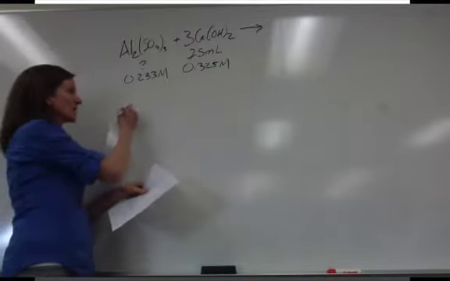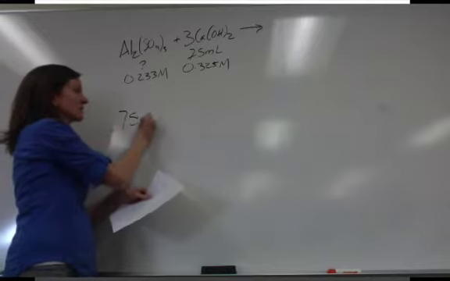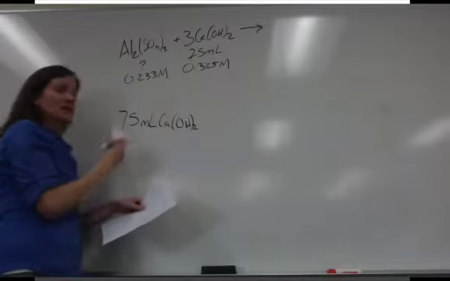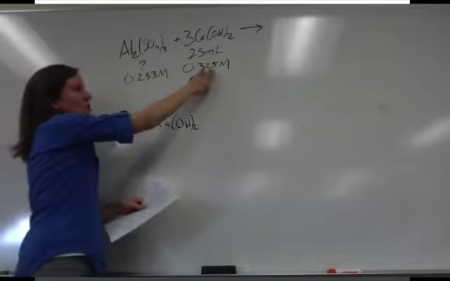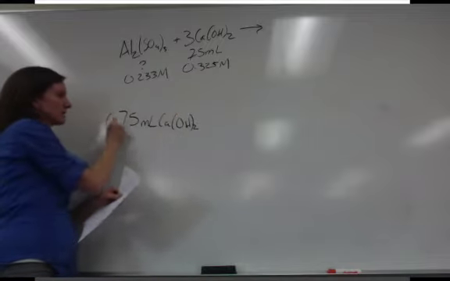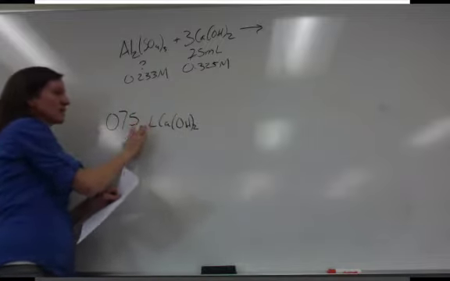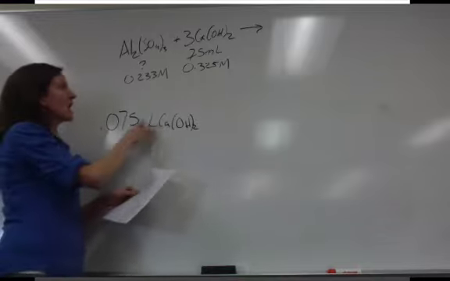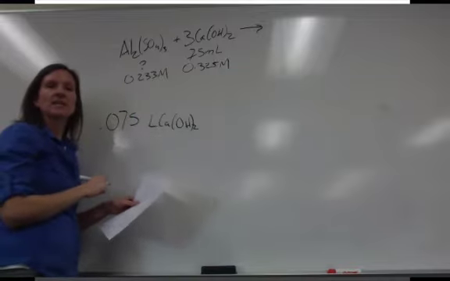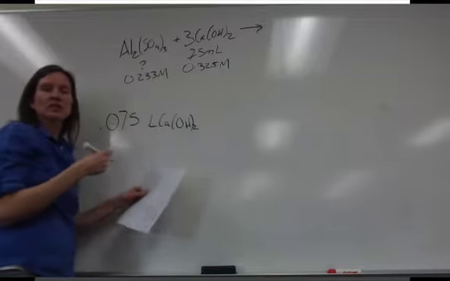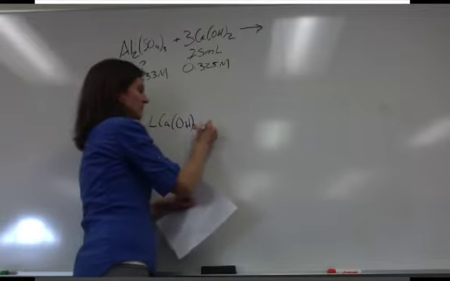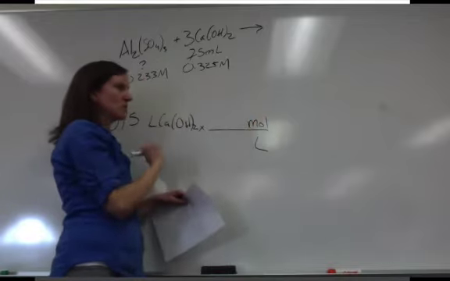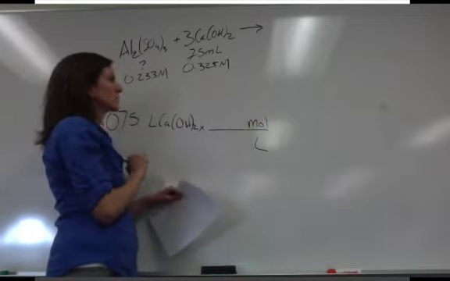I know I have 75 mL of that calcium hydroxide, which I'm actually going to move into liters right away because we know our molarity is moles per liter. So I have 0.075 liters of calcium hydroxide. And the question is, with 0.075 liters of calcium hydroxide, how many liters of the aluminum sulfate do I need? To use stoichiometry, we need to get to a mole-to-mole ratio. That's why we use our concentration. Our concentration relates liters to moles to get us to moles, which allows us to use the mole-to-mole relationship.